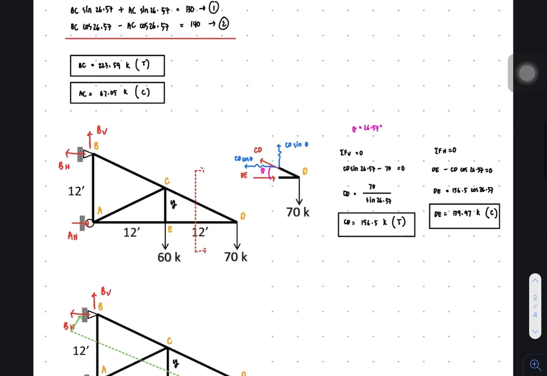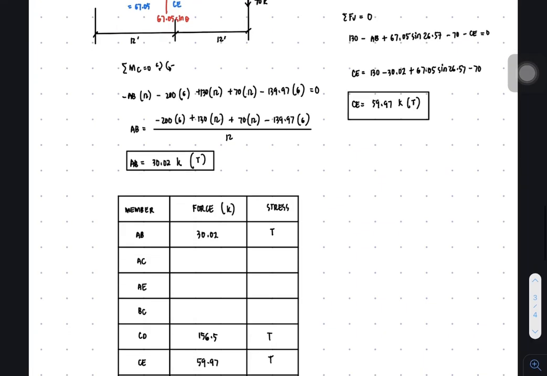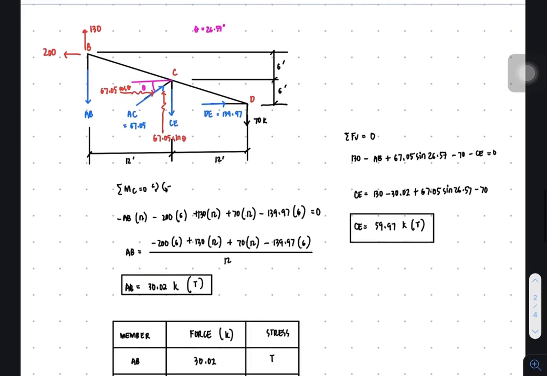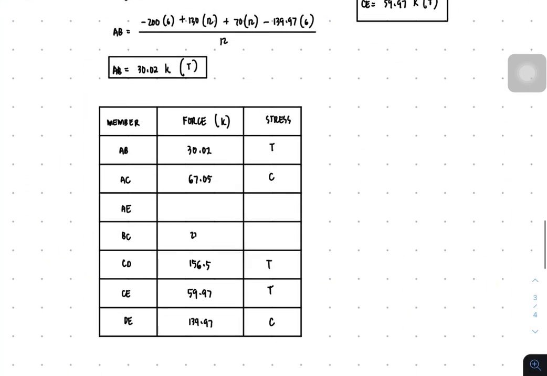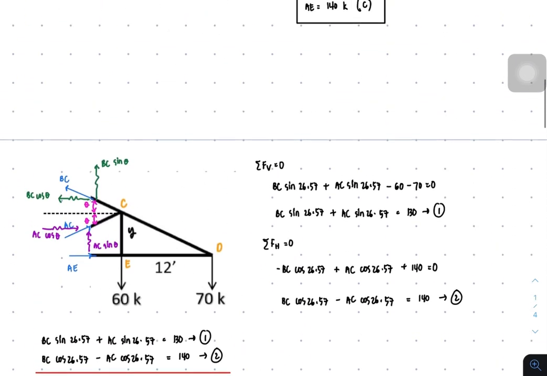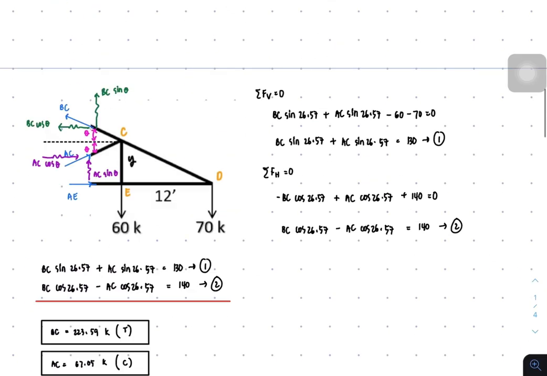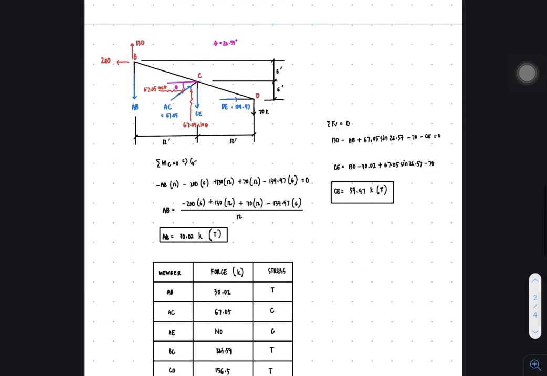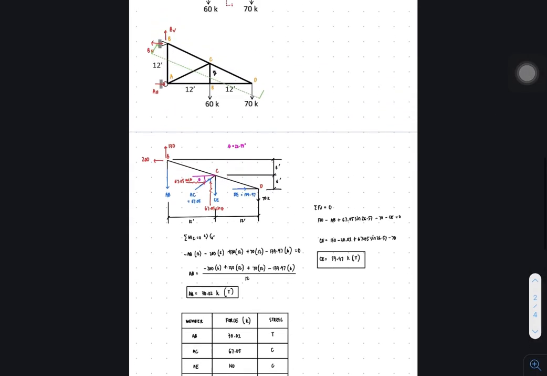For AC, it's 67.05, and it's compression. ABC is 223.59, and it is in tension. And AE is 140, compression. Okay, that's it. This is your structural analysis.